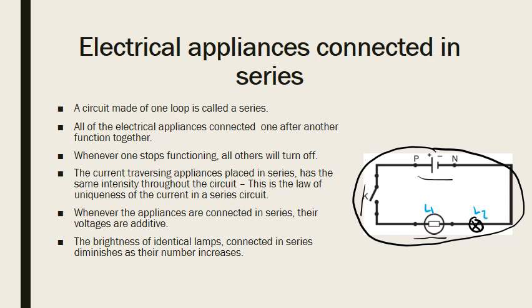The current traversing appliances placed in series has the same intensity through the circuit. So if we also have an ammeter reading here, this will be the same throughout the loop. This is the law of uniqueness of the current in a series circuit. Whenever the appliances are connected in series, their voltages are additive. The brightness of identical lamps connected in series diminishes as the number increases. For example, if we have 5 lamps, they will glow dimly. But if we have 2 lamps, they will glow more brightly.